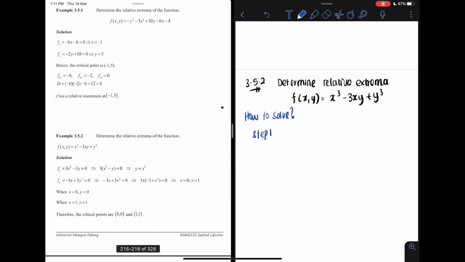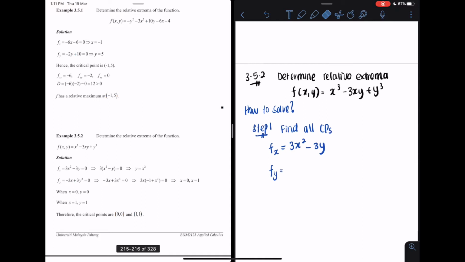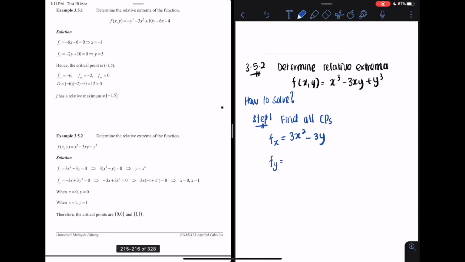Step 1. Find all CPs. So in this case, determine the first order partial derivative. In this case, I'll let y as a constant. I will get fx equal to 3x squared minus 3y, and fy equal to negative 3x plus 3y squared.